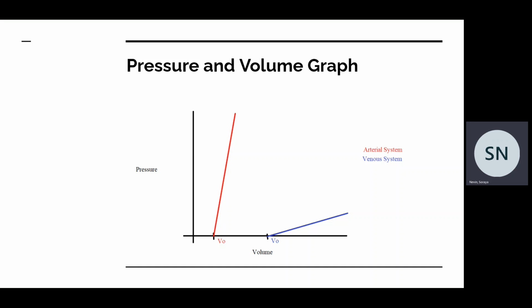It makes sense that most of the blood would be stored in the venous system because of this. The elastance of the arterial system is much larger than the venous system, which means that the compliance of the arterial system is lower than the venous system.